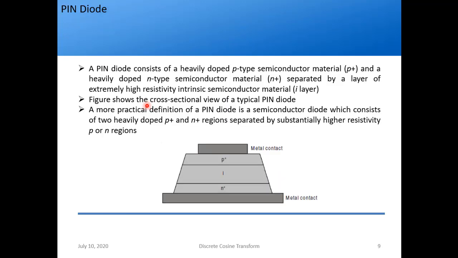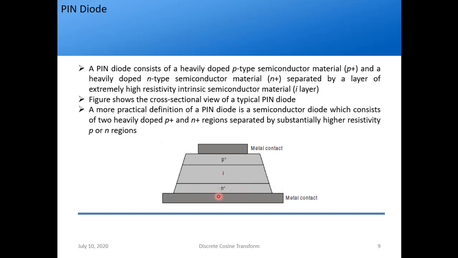Then we have a PIN diode. Why is it called a PIN diode? Because it has three regions. We have a P plus region which is very highly doped. What does this plus indicate? This is a standard notation that plus always indicates very high doping. Then we have I, which is the intrinsic semiconductor material. You might have heard of intrinsic semiconductor in your 12th standard or first year applied physics. It is a pure semiconductor, so there is no doping here. Then again we have N plus, again a very highly doped region.